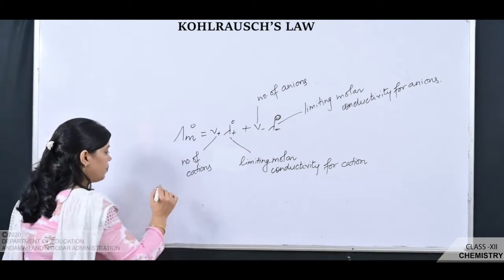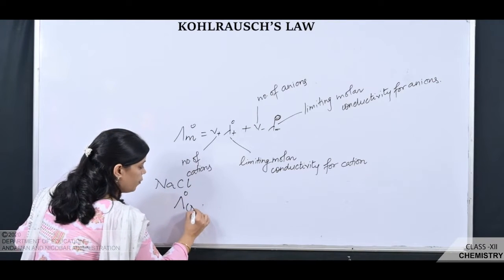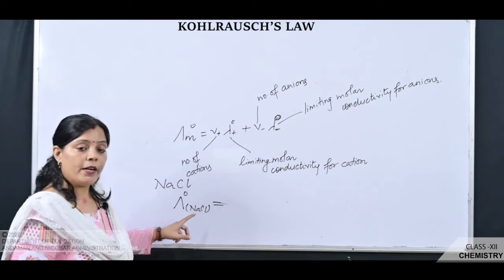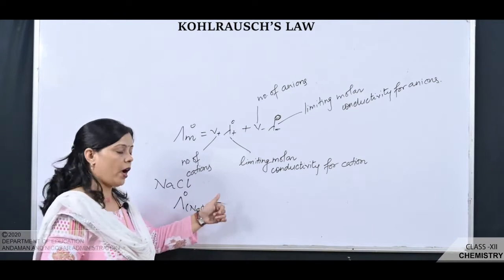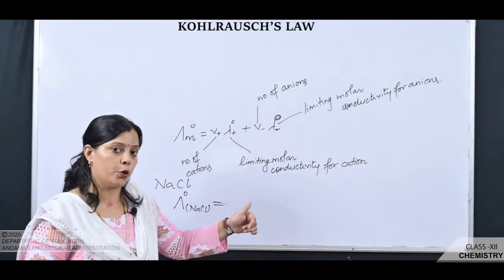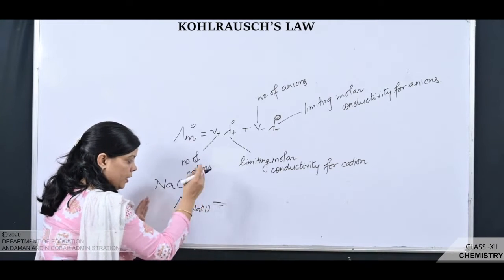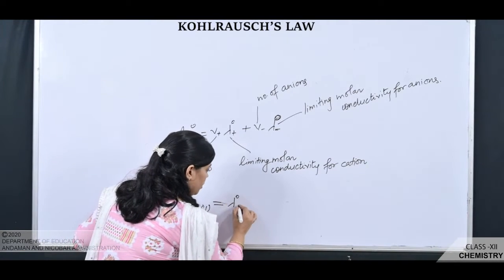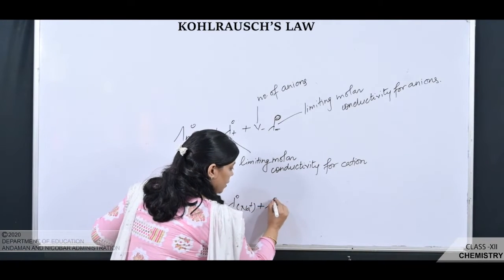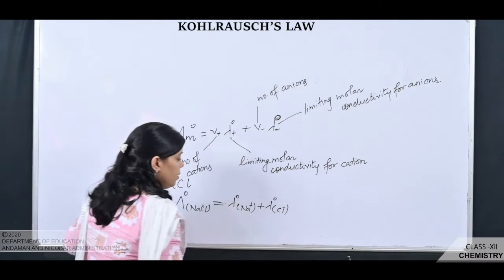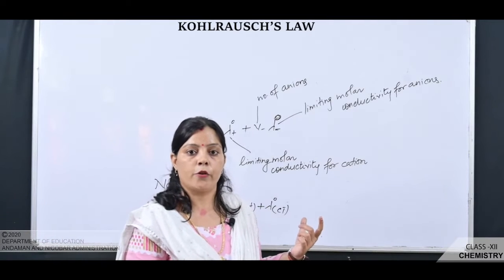For example, suppose we take an electrolyte NaCl. How can we write the limiting molar conductivity for NaCl? At infinite dilution, when the electrolyte is completely dissociated, each ion makes a definite contribution towards the total molar conductivity of the solution. So the limiting molar conductivity for NaCl can be written as λ⁰Na⁺, where one cation is formed, plus λ⁰Cl⁻. It means that each ion contributes towards the total molar conductivity of the electrolytic solution.